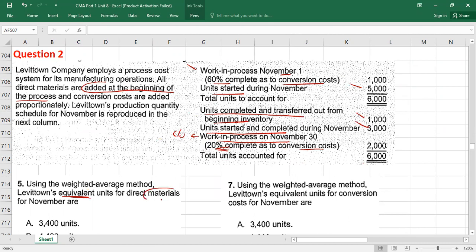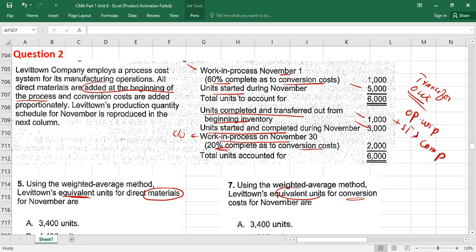You have to calculate equivalent units for material. This is one question. You have to calculate equivalent units for what? Conversion cost, another question. So we are going to do it together. Do you remember the format at the beginning of process? I need first of all transfer out units. I told you transfer out, how you will calculate if it is not given. I'll take opening work in process plus started and completed.